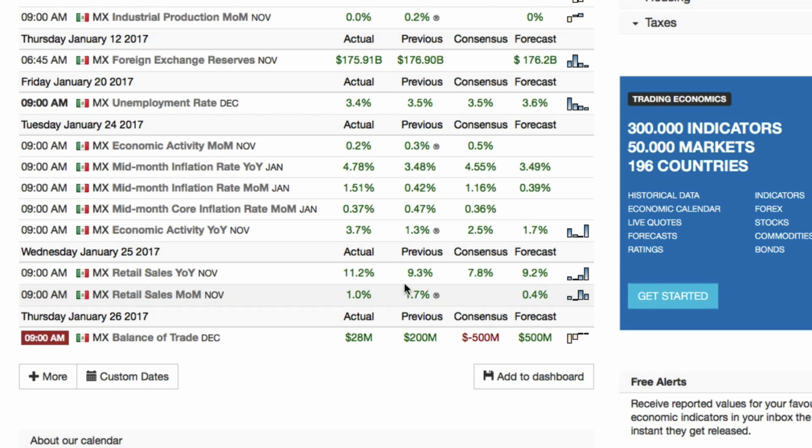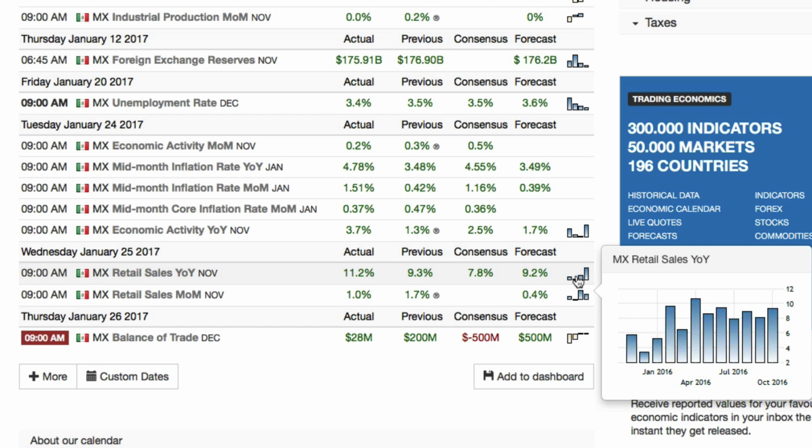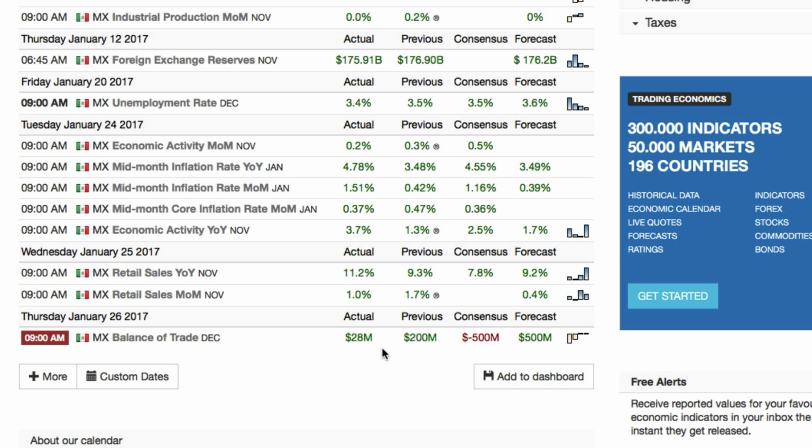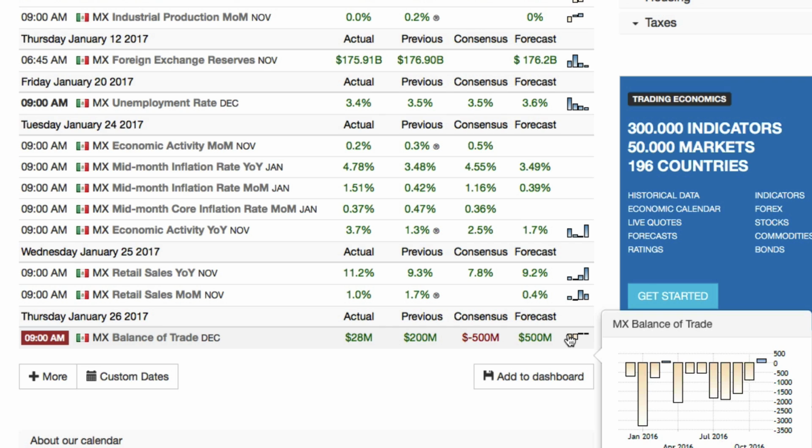Look at retail sales. Consensus was for a 7.8% increase, 11.2%. Canada was year over year, 3%. This is 11.2%. So if we have a look at that chart, look how strong that is. Look at that. That's beautiful, right? And look at their trade balance. 28 million. It's a positive trade balance. If we look at the trend, strongly negative, but it turned positive last month. That's a bit of a negative for Mexico, mostly because of the oil price.